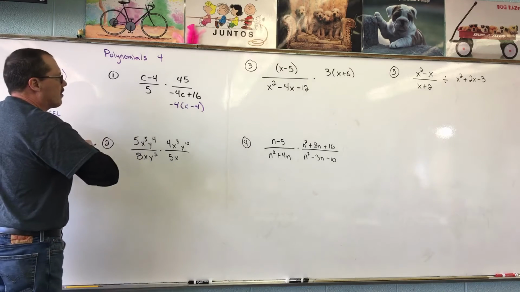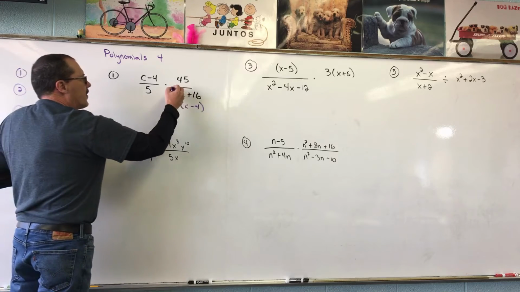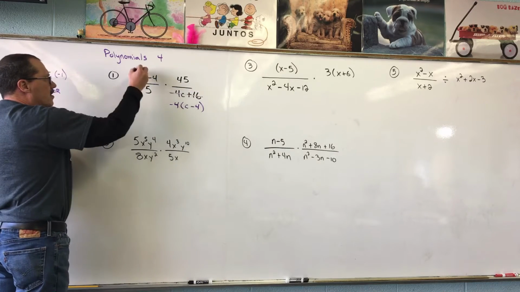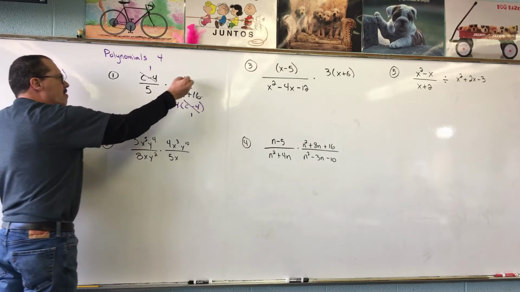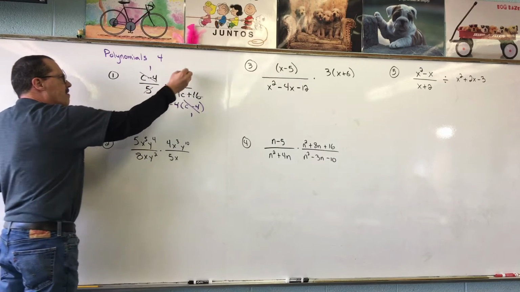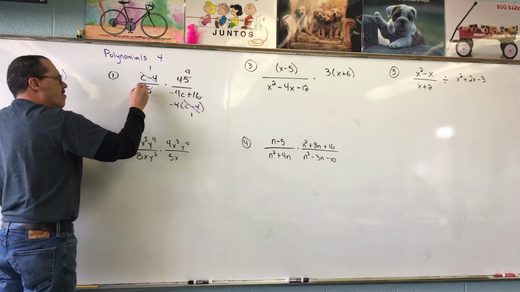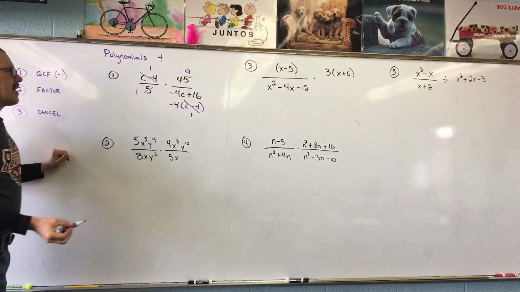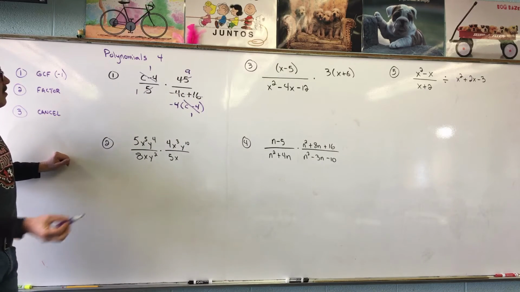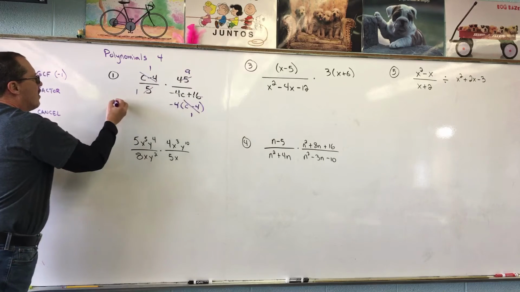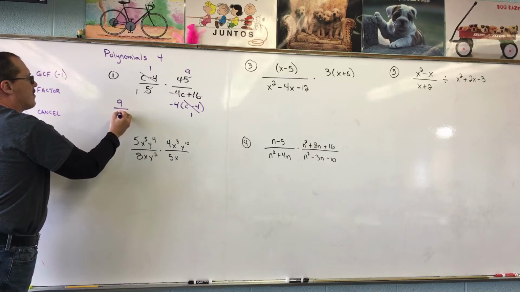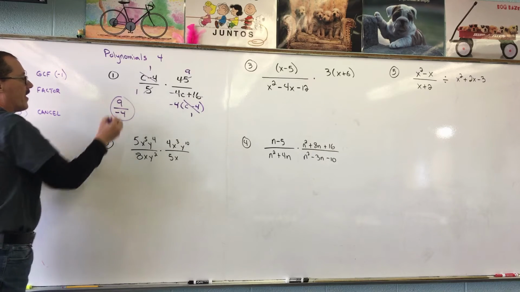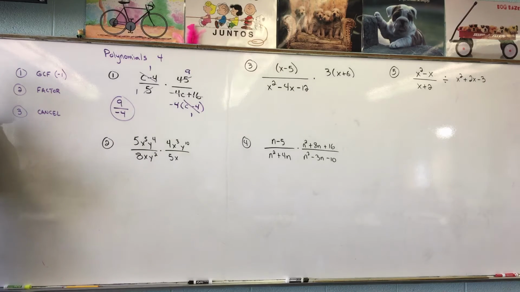All right, so now we're going to start canceling. This is gone because I factored it. C minus 4 knocks out C minus 4, so that's 1. 45 divided by 5 is the same thing as 9 over 1. And I think that's all that I can cancel. So if we look on top, the top would be 9. And on the bottom, all we have left is negative 4. So that's your answer to number 1.